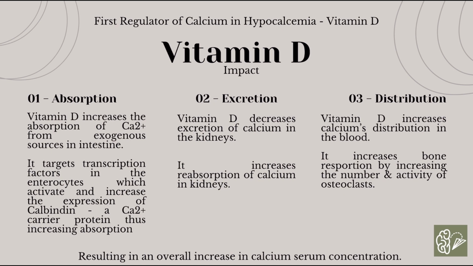So overall, the whole role of vitamin D when it comes to controlling calcium is increasing the amount of calcium in the blood, be it via having more calbindin, and so increasing absorption in the intestine, or decreasing excretion, and so increasing reabsorption, or via increasing resorption, so that there's more calcium in the blood.